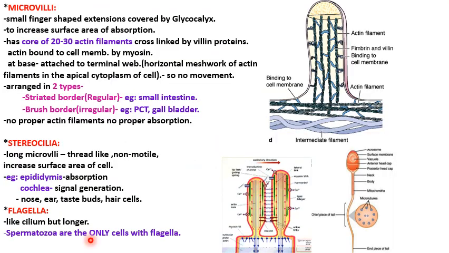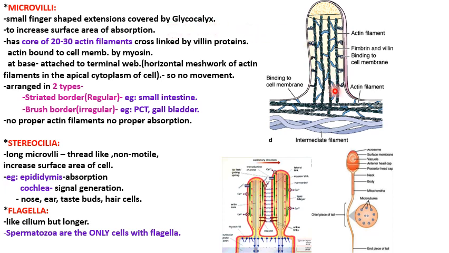Now coming to the microvilli, another modification of the apical surface. These are small finger-like extensions from the cell surface, and they are covered by glycocalyx. They are not tapering structures, they are not long structures, they are just small, finger-shaped, stout structures. These are present mainly to increase the surface area for absorption.